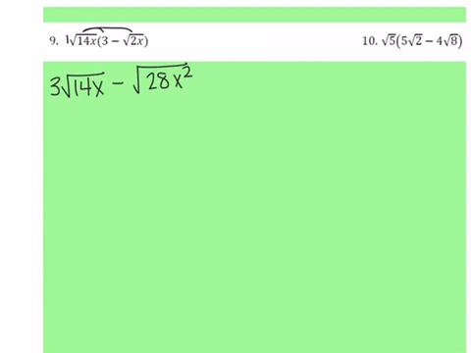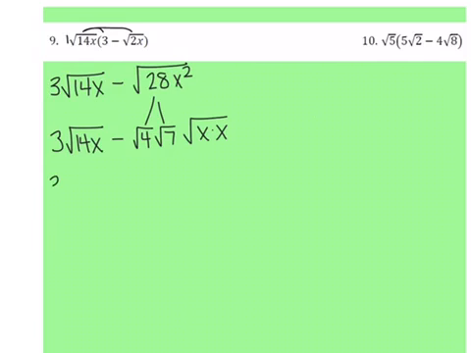So in this situation, I can't simplify anything for that first part. The 3 root 14 is going to stay. Now, we're going to try to simplify the 28. So when I think of this, I can write this as the square root of 4 and the square root of 7. I'm going to rewrite my x squared as x times x.